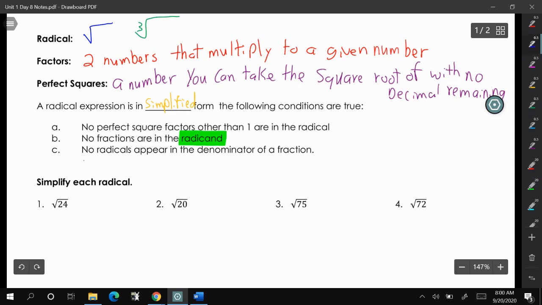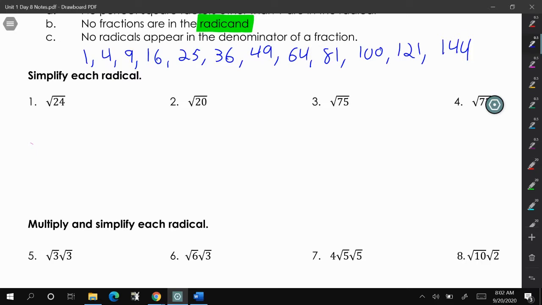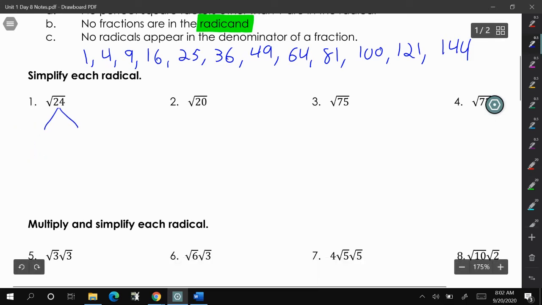Now, I think it'd be a good idea if we wrote our perfect squares up here up until 12. This way, if we're ever looking for a perfect square, we have them up here on our paper. So when we simplify radicals, what we want to do is break up this number into factors where one of those factors is a perfect square.